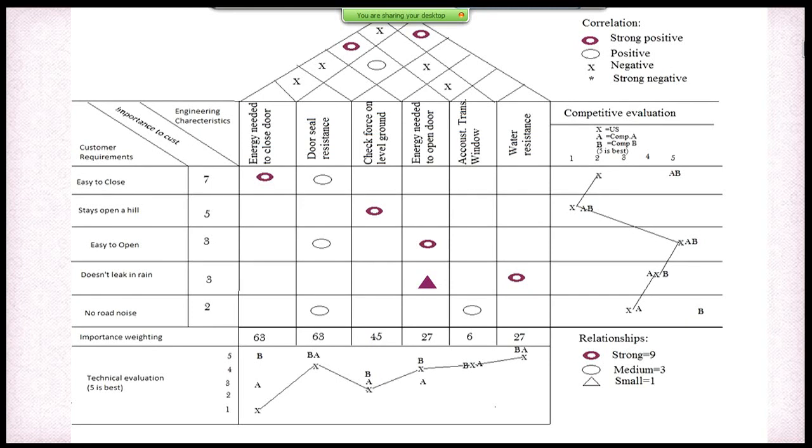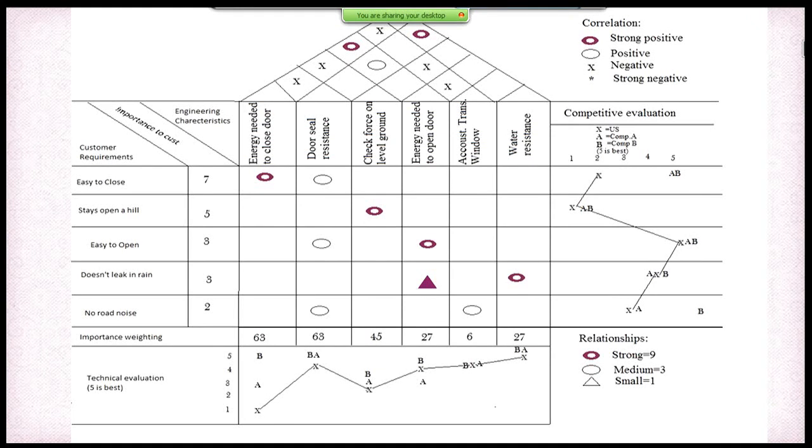Next, coming to the technical specifications which the developer built: the energy needed to close the door, seal resistance, and so on are all considered as the technical specifications for the given customer requirements. Coming to the middle matrix, that is the interrelationship between the customer requirements and the technical specifications, we can see that easy to close and energy needed to close the door has a strong relationship, and hence it is represented by a filled oval. Whereas easy to close and door seal resistance has a medium relationship, and hence it is denoted by an oval. Similarly, all the elements in the matrix are denoted by their notations.